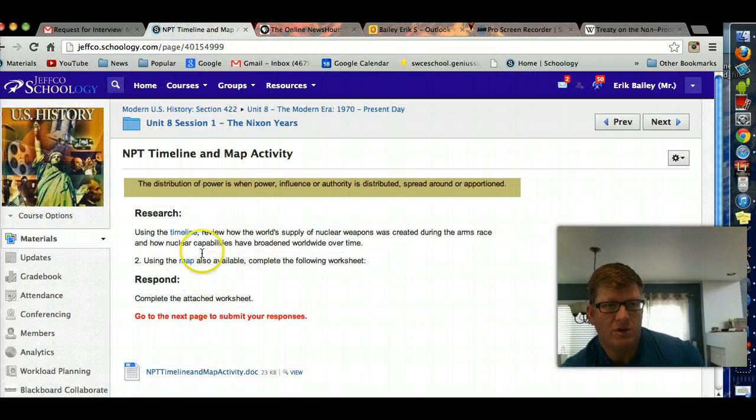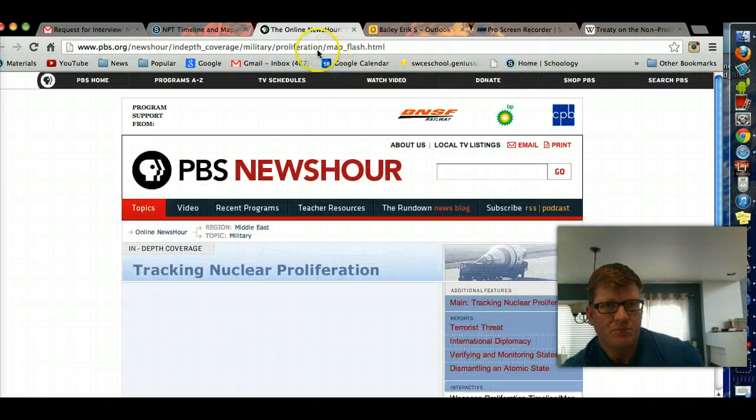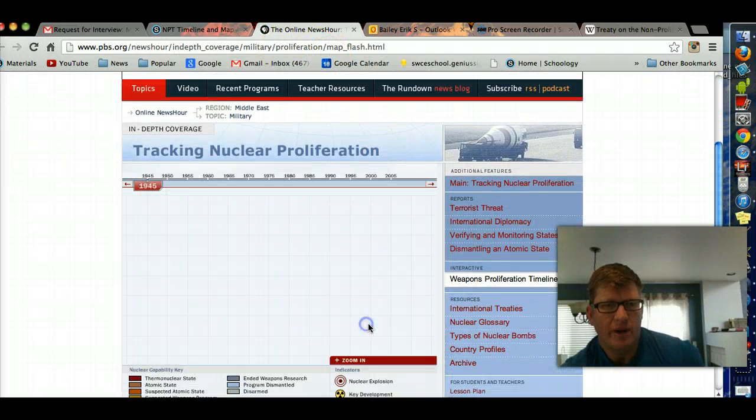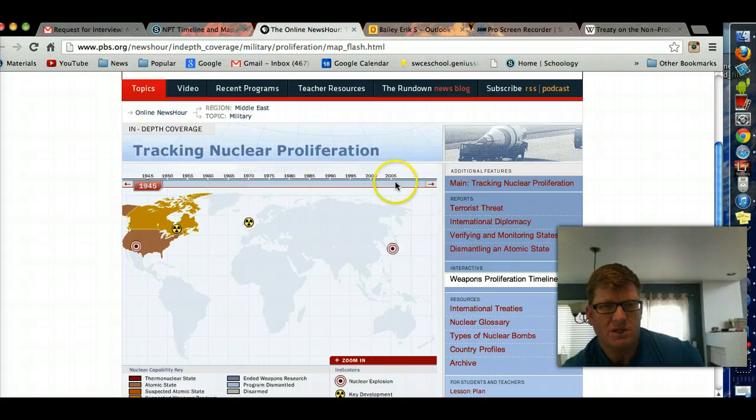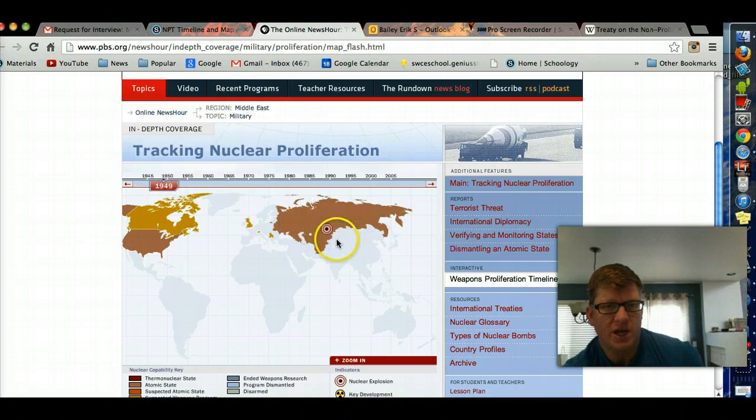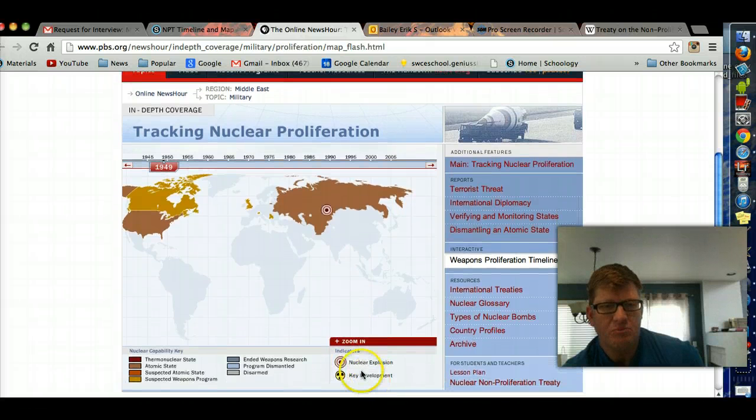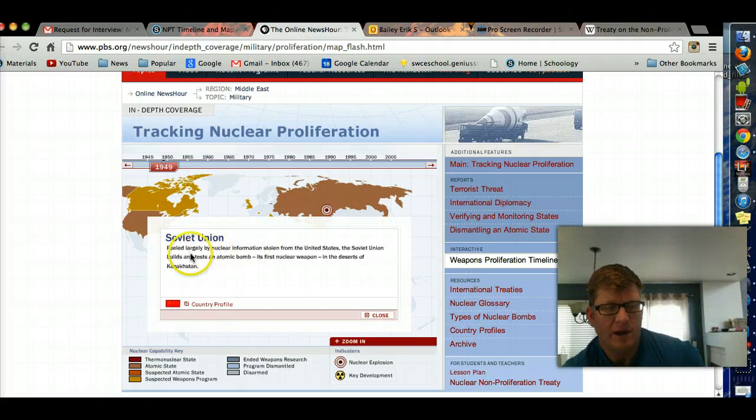So there's a timeline in the map. How you use a timeline, I'm going to go from the beginning here. If you load the map, there's a timeline across the top, and that goes along with the map. As you move this over, it will show you how the world has changed. There's a key down here, so you can see there's a nuclear explosion right here. If you click on that, it tells you why that nuclear explosion was there. Most of them, almost all of them, are tests.